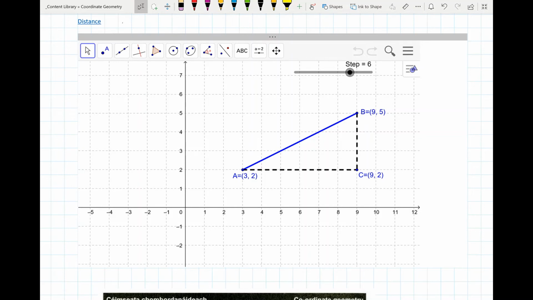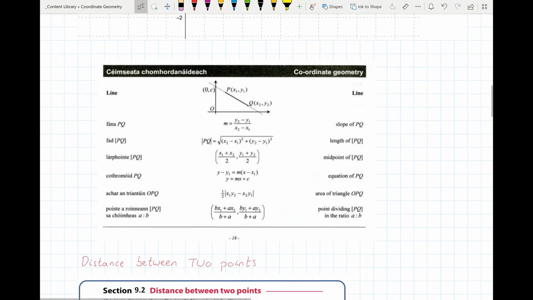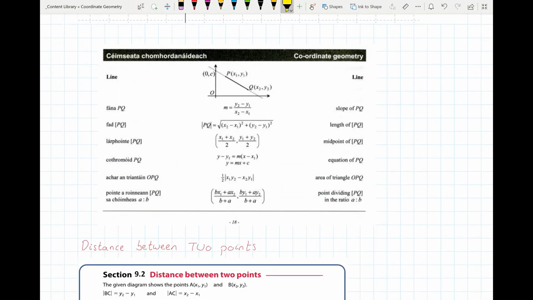The distance formula is based off something called Pythagoras' theorem, which we'll be looking at in greater detail in a later chapter. So let's go straight down to the distance formula now and have a look. Here's our page from the coordinate geometry and the log tables again. The second formula this time is the length of PQ. So that is the distance, or the length, and there's the formula for it.